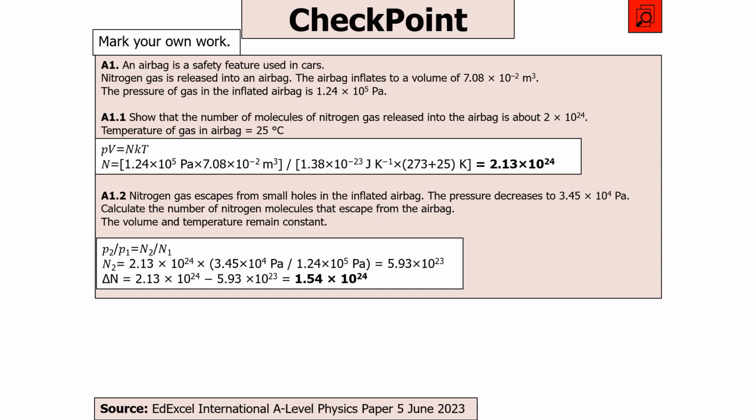But it wants to know how many molecules have left the bag. So you do the start number, 2.13 times 10 to the 24, minus the final number, 5.93 times 10 to the 23. So 1.54 times 10 to the 24 molecules have left the bag.